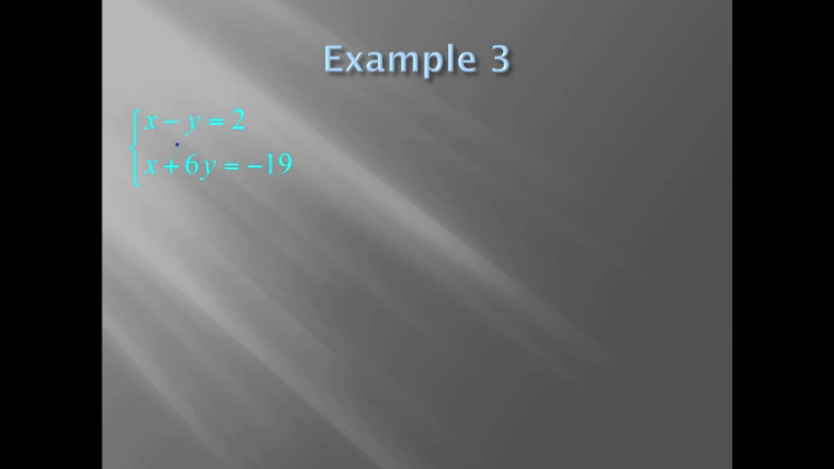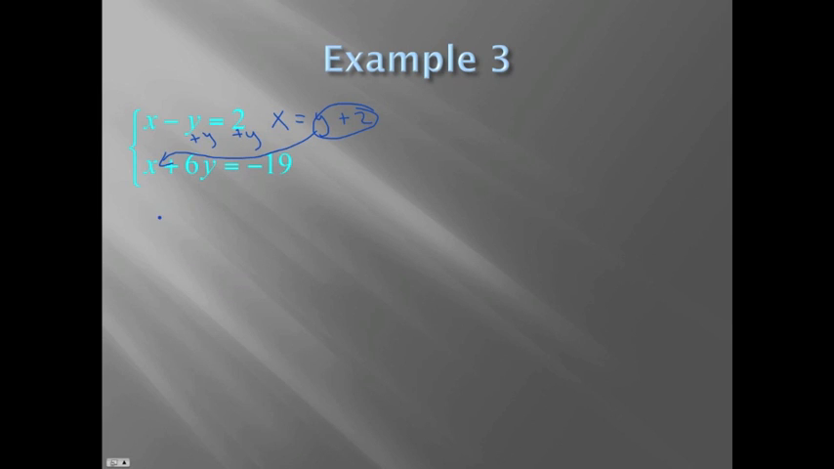The top one we could change into x equals y plus 2 by taking the negative y and flipping over to the right. For the bottom one, we could take that and make it x equals negative 6y minus 19. So we have choices. I personally stay away from negatives, so I'm going to go up to the top and change this one to x equals y plus 2. All I've done is take this negative y and added it to both sides. So now I have x equals y plus 2, which I'm going to then plug in right there.